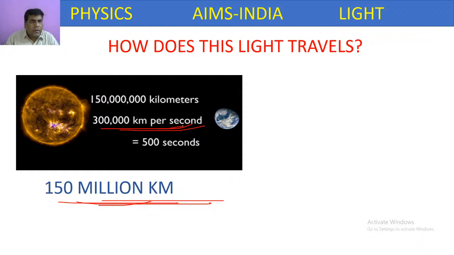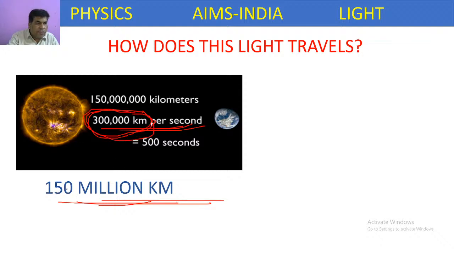Suppose you take the distance between Hyderabad and a place like Kurnool, 200 kilometers. If you go by bus, it will take almost 5 hours. But if you compare the speed of light with a bus, they are not comparable, because light has a very great speed. It travels 3 lakh kilometers per 1 second.